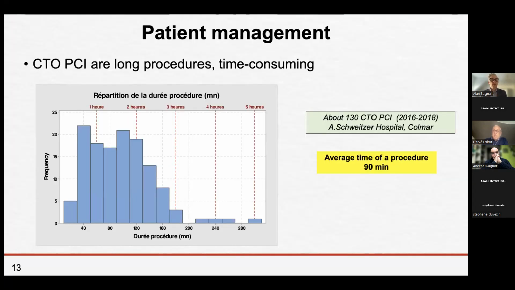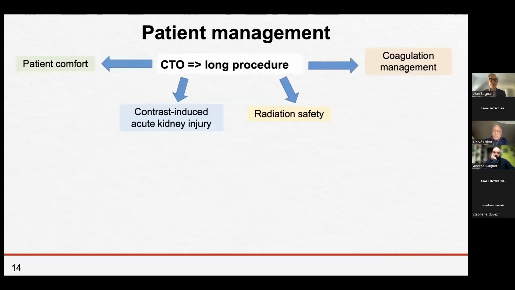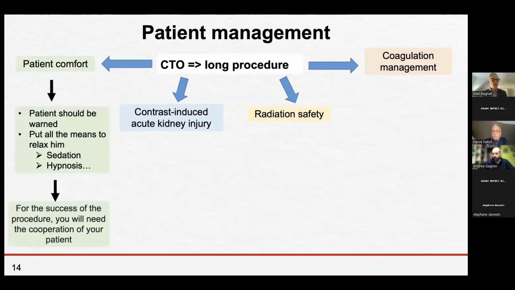About the patient. Two years after the beginning of my procedures, I observed that the average time of the CTO procedure is around 90 minutes. So for me, it's a long, complex procedure. And when it's long, it has an impact on your patient. First, the comfort of the patient. The patient must be relaxed. He must be warned about the length of the examination. And you need his cooperation for your success.